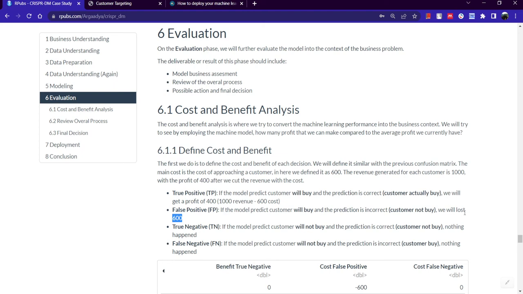So the company, in other words, will lose 600. True negative, that means nothing is going to happen. The model has anticipated that the customer is not potential, and actually he or she is not. While false negative, the model predicts the customer, let's say, is not potential, but the prediction was incorrect. And here they anticipated nothing is going to happen because the company, after all, won't actually spend any money to approach this customer. Okay, so nothing happened.